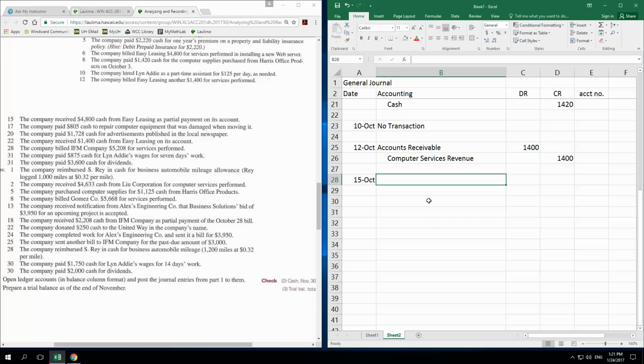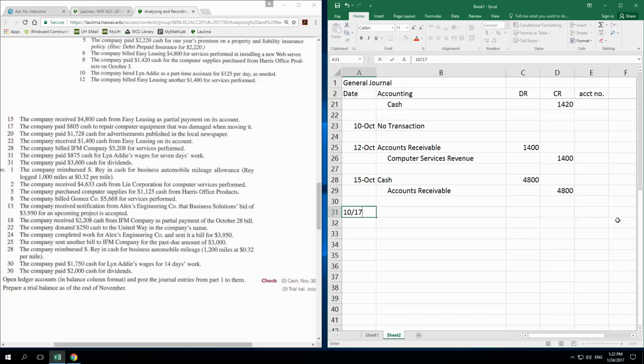Okay, so what happens? Receiving cash is a debit to cash. Cash increases by $4,800. And what account is going to decrease? Yes, accounts receivable, which is an asset, is going to be credited, because credits decrease assets, okay? You see how the more you use this, the more it gets ingrained that an asset is going to decrease with a credit.